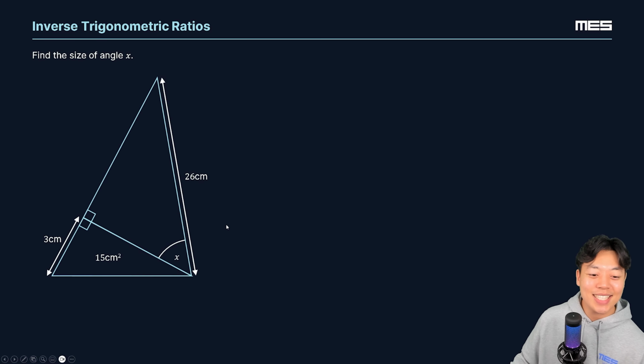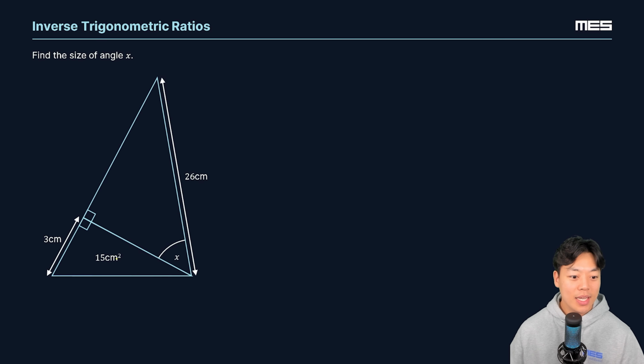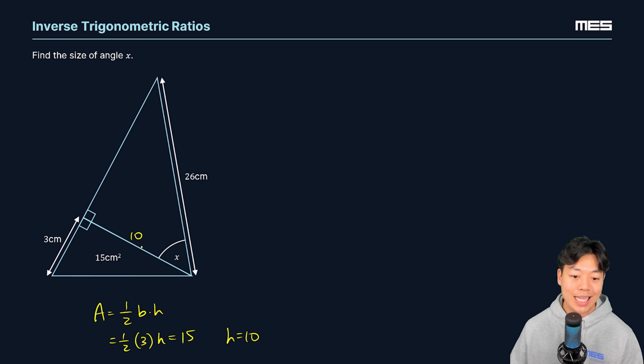Here's another one. Find the size of angle X. I'm given that the area of this smaller triangle is 15 centimeters squared. What did we say the area of a triangle was? 1/2 base times height. Now the base, let's say, is 3. We don't know the height, and that's equal to 15. Divide both sides by 3 and multiply by 2. H gives us 10. So this is 10 right here. Now I can figure out what X is, because 10 is the adjacent side and 26 is our hypotenuse, right?